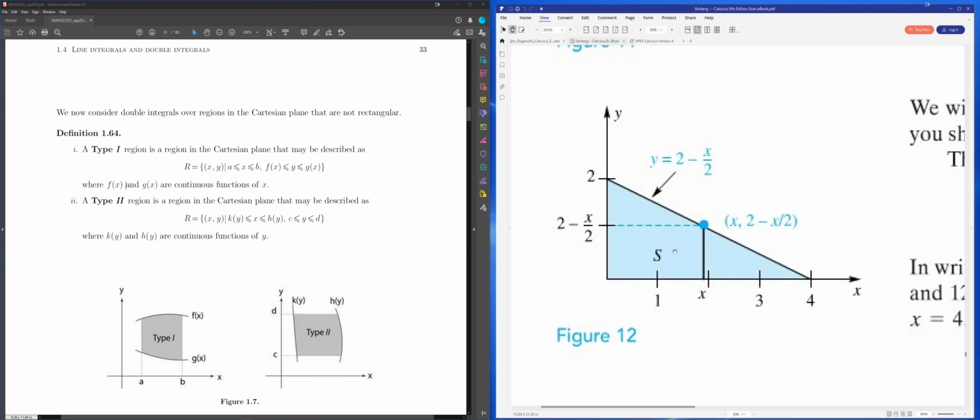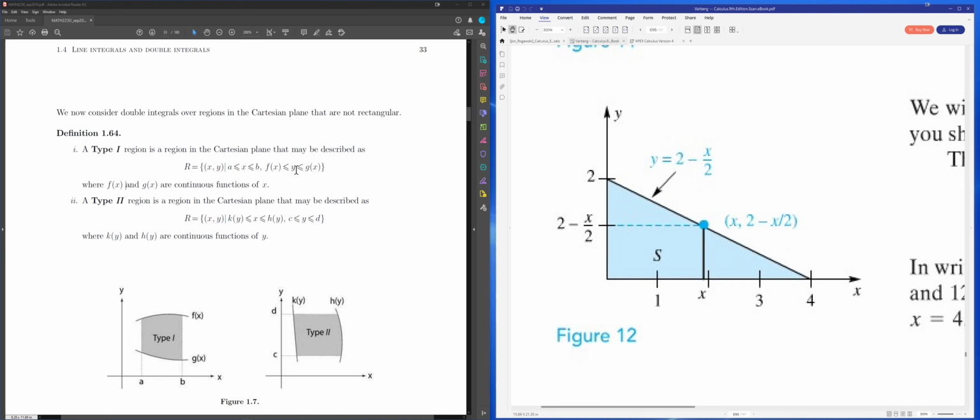Okay, so I want to express it as a type 1 region first of all. What does it mean for it to be a type 1 region? Well, it means that the points have to lie between two x values, x is equal to a and x is equal to b. If you notice this triangular region here, it lies between x is equal to 0 and x is equal to 4. So as a type 1, these values here would be 0 and 4.